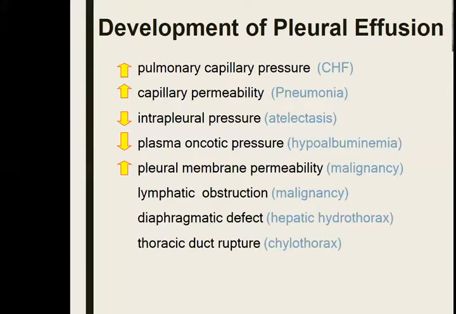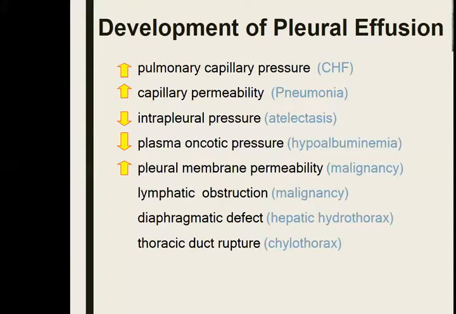But there are certain special diseases, as I mentioned to you, in which there can be formation of excessive pleural fluid, like increased pleural membrane permeability. That is not the capillary permeability, but the pleural membrane permeability, like malignancy, lymphatic obstruction, and defects in the diaphragm. The abdominal fluid can move into the pleural space, and thoracic duct rupture again.